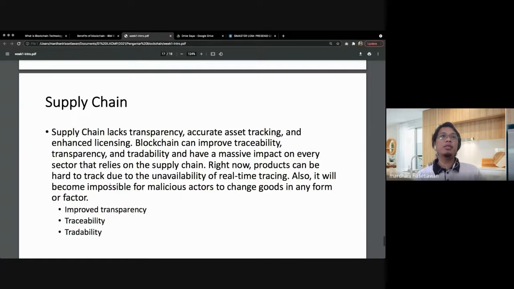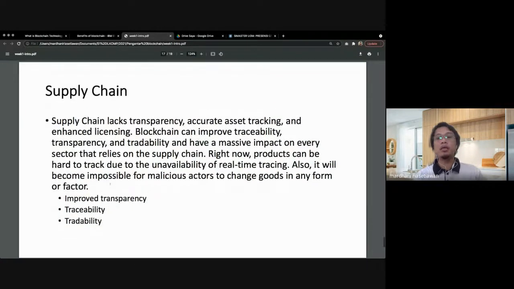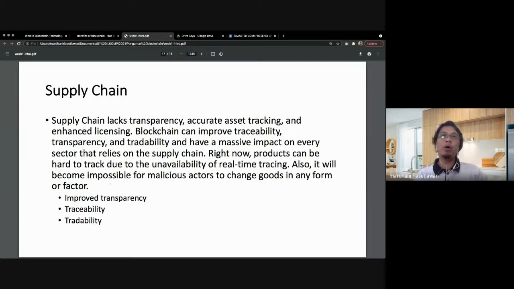And then the supply chain has the same things, but supply chain has now become one of the industries with very fast development and growth, pushed by the growth of e-commerce platforms. Maybe the last issue is the transparency of the supply chain itself: accurate asset tracking, enhanced licensing. That's why blockchain can help here, since it can improve transparency, traceability, and tradability.